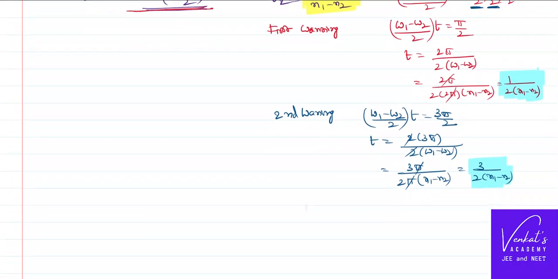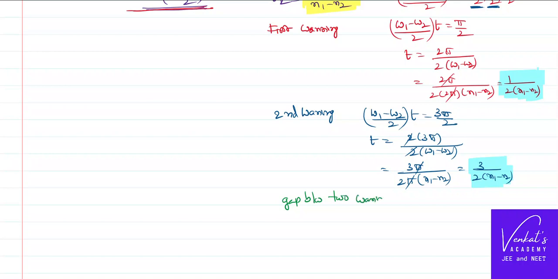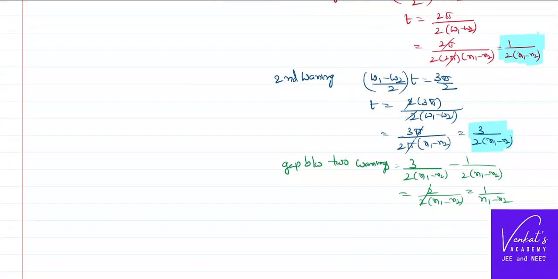So what is the interval between two wanings? The gap between two wanings is 3 by 2 of (n1 minus n2) minus 1 by 2 of (n1 minus n2), that is 2 by 2 of (n1 minus n2), that is 1 by (n1 minus n2). The interval between two wanings is called the time period. So I can get the beat frequency as 1 by time period, that is n1 minus n2.